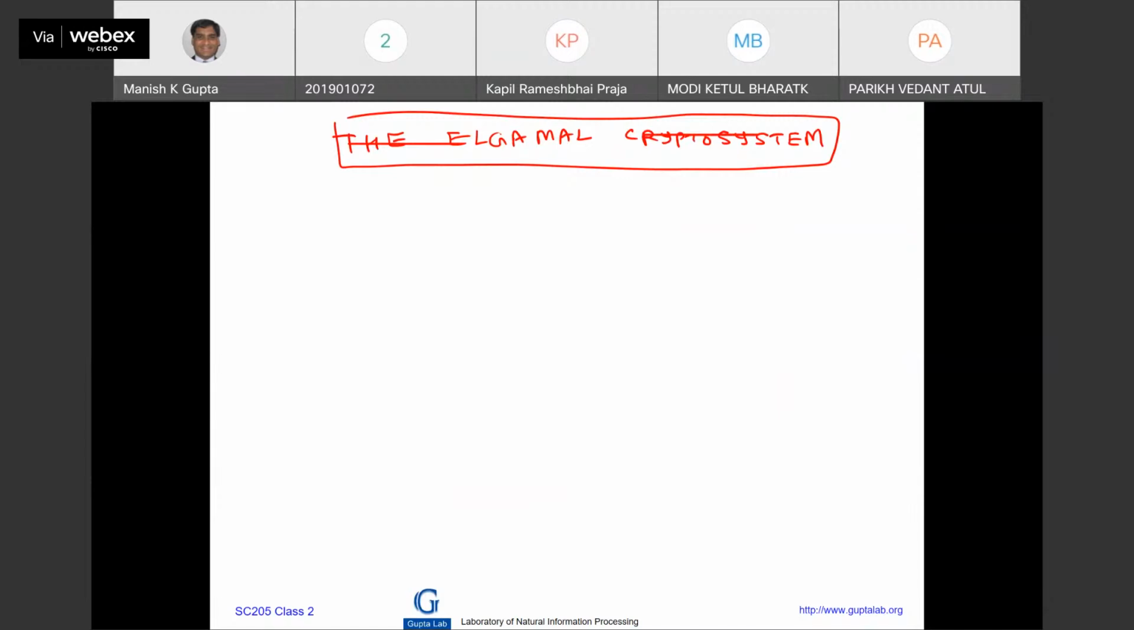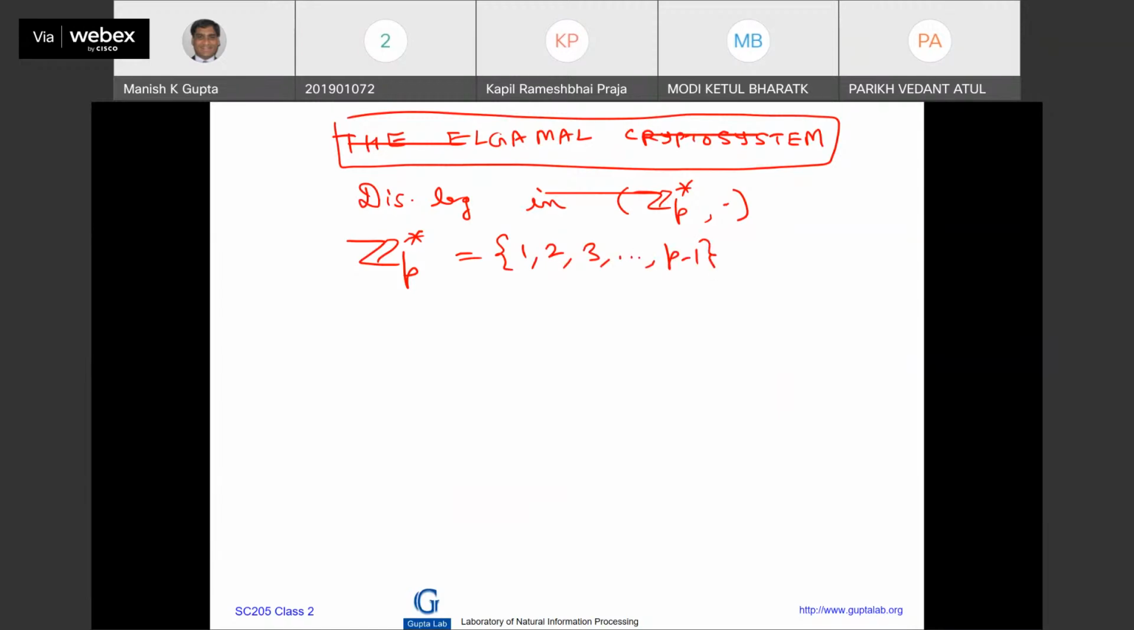The ElGamal cryptosystem is based on the discrete log problem in Zp star with respect to multiplication. Zp star is nothing but 1, 2, 3 up to p minus 1. With respect to multiplication, they form a group. So what is this cryptosystem?